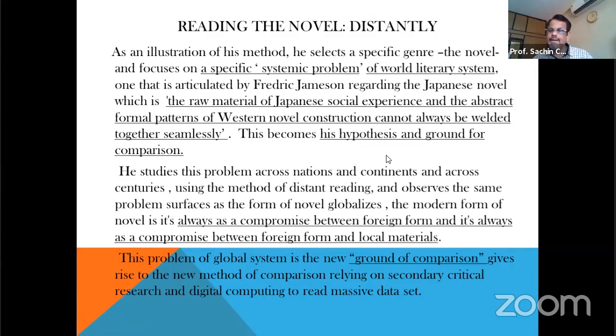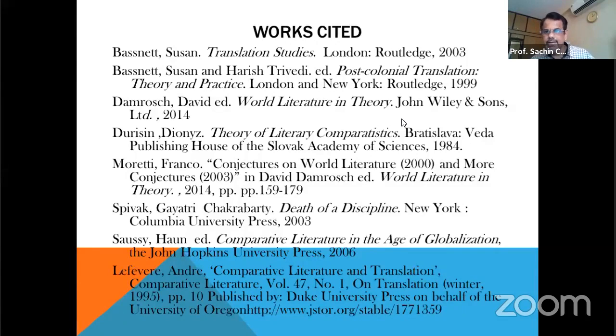And then he went on to study all the secondary materials written in Chinese, Japanese, whatever, which he calls distant reading, and puts it together to validate and confirm his own hypothesis. So you can see it's a very new way of studying literature, which is global. So this is a more recent ground of comparison, and it may involve digital computing to read massive data sets, something which is called digital humanities these days.